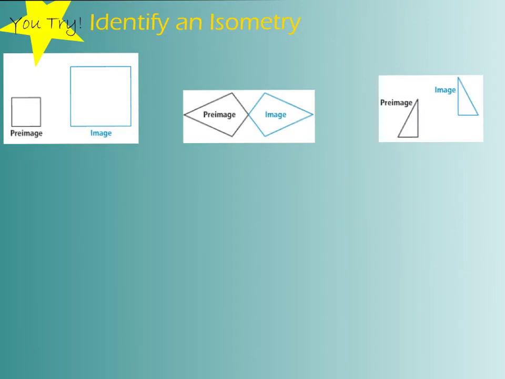Okay, so here we have identifying an isometry. So we have 3 examples, and I want you to look at them and see, are they an isometry? Now remember, your definition of an isometry is same shape, same size. Technically, the definition we have on the last page there is that they are congruent. The preimage and the image are congruent. So in your brain, you should be thinking same shape, same size. These 2 things must be congruent. So you need to look at these pictures and see if they are in fact congruent or not.